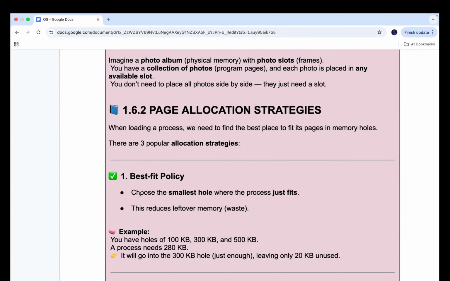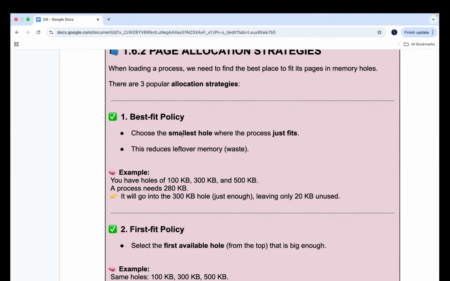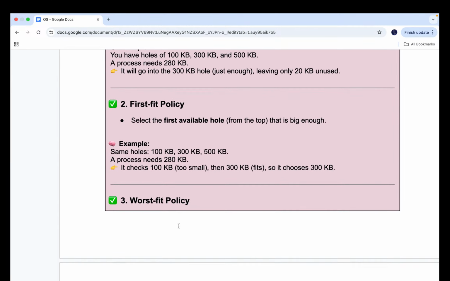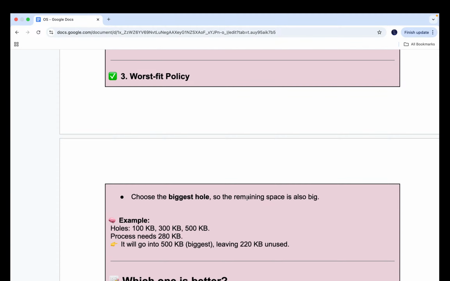Best fit policy. Choose the smallest hole where the process just fits. This reduces leftover memory. Best fit: choose the smallest hole where the process just fits. First fit: select the first available hole that is big enough. Worst fit policy: choose the biggest hole so the remaining space is also big.